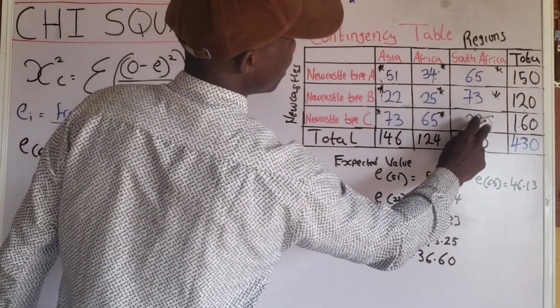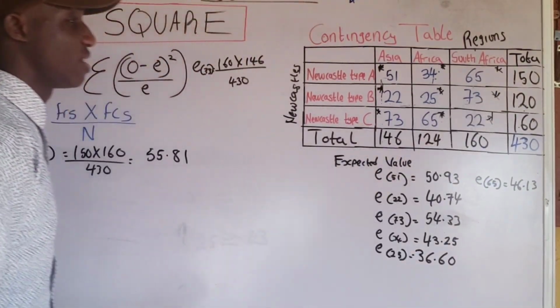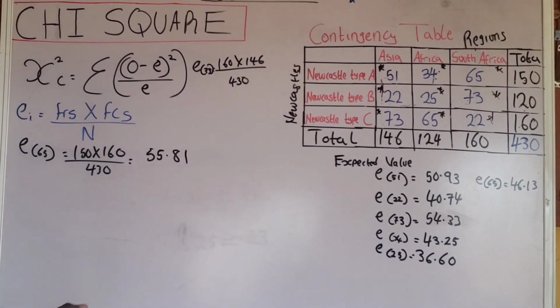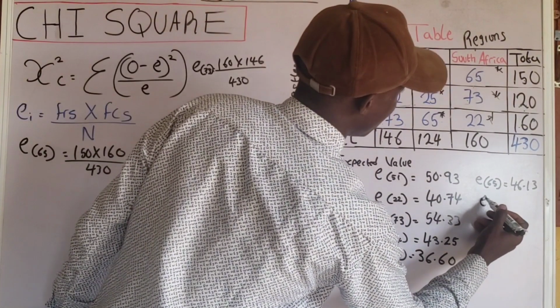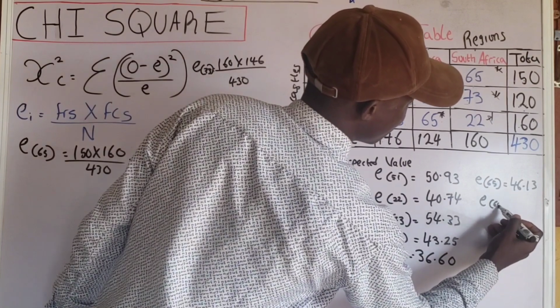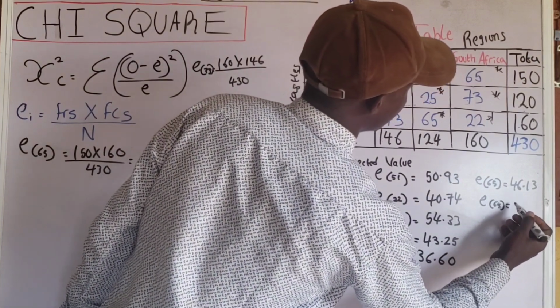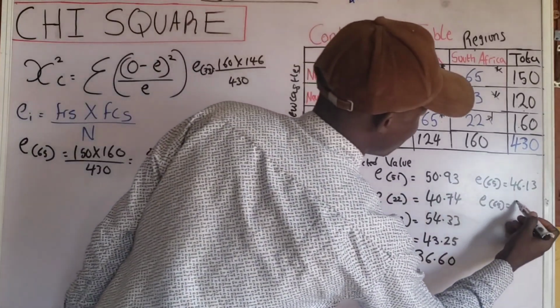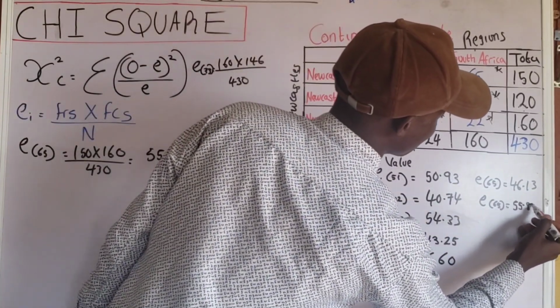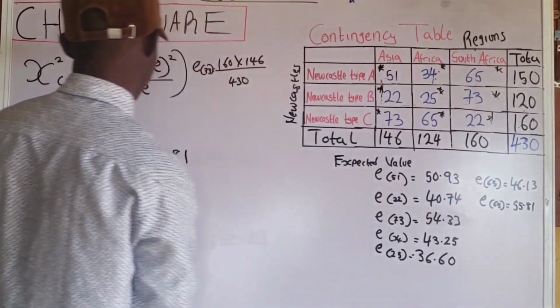You can try the remaining two by yourself. I'm very sure you can do it. Okay. So here the expected value for 65 is what? That is 55.81. Then the expected value for 73.